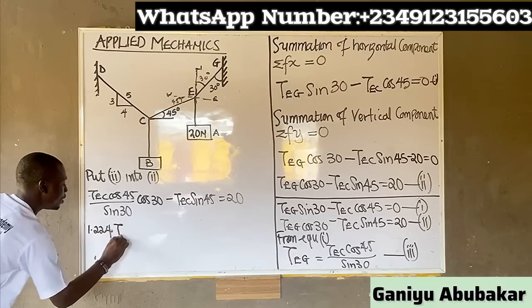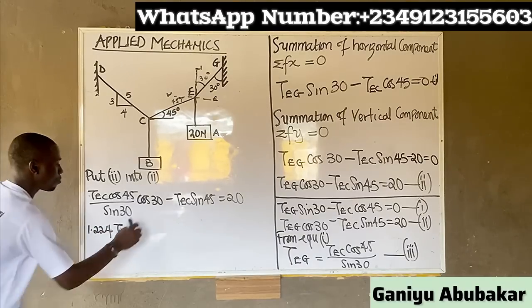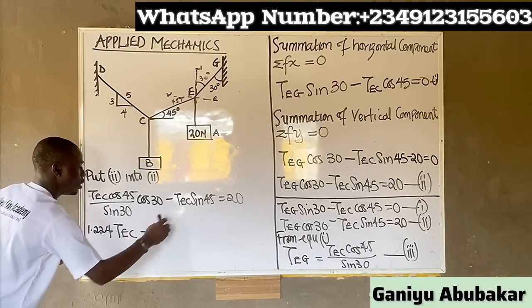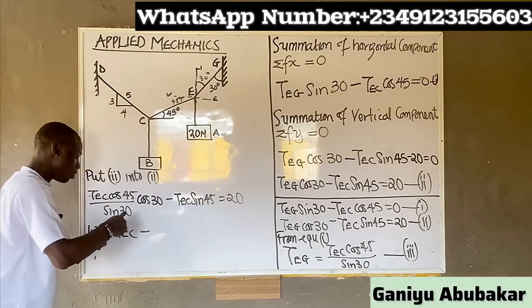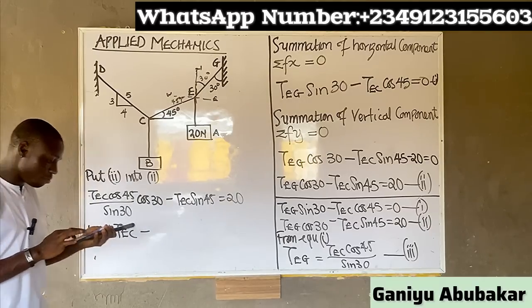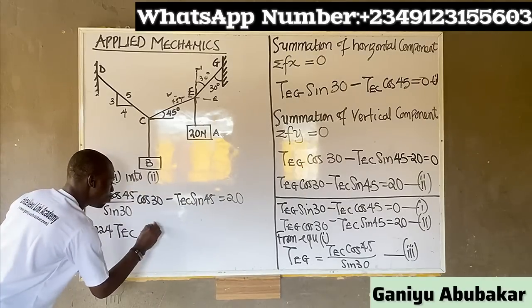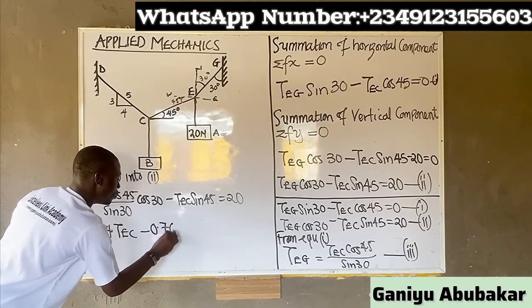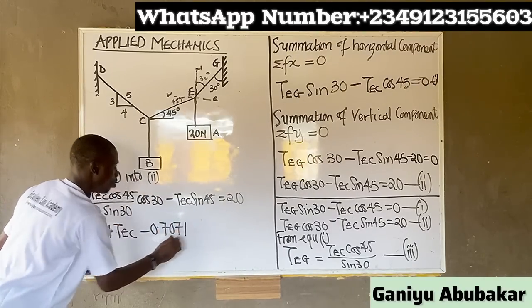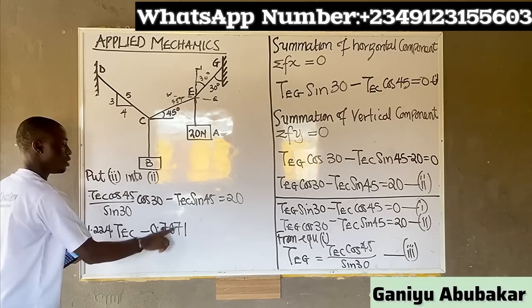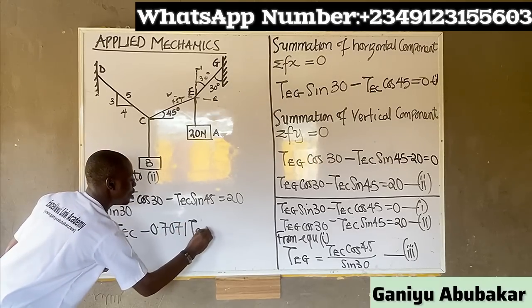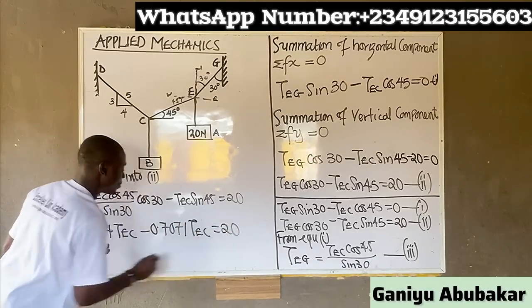Then I'll have TEC here. Then minus, this one gives you 75, gives you what? 0.75. Sine 45, that gives 0.7071. This one gives you this. Then I have TEC equals to 20.